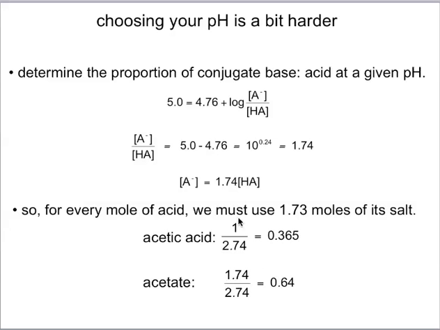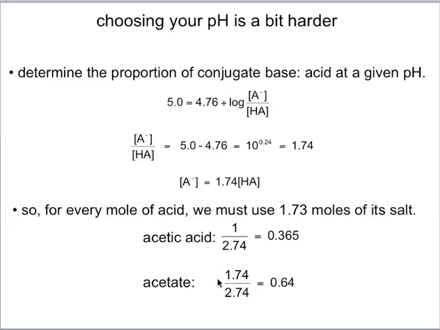You say that for every 1 mole of acetic acid we have 2.73, sorry, 2.73 moles total. So that's 1 mole of acetic acid, 1.73 moles of conjugate base, for a total of 2.73, right? The fraction is the part over the whole. That gives us 36.5%.